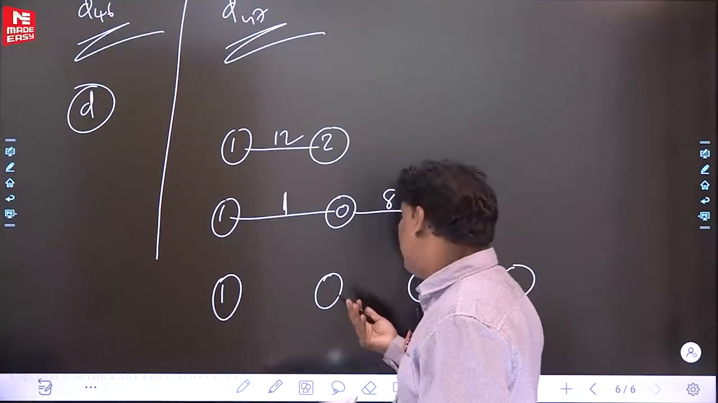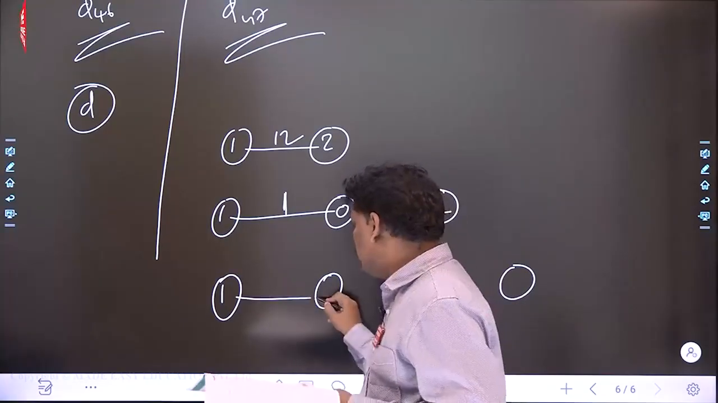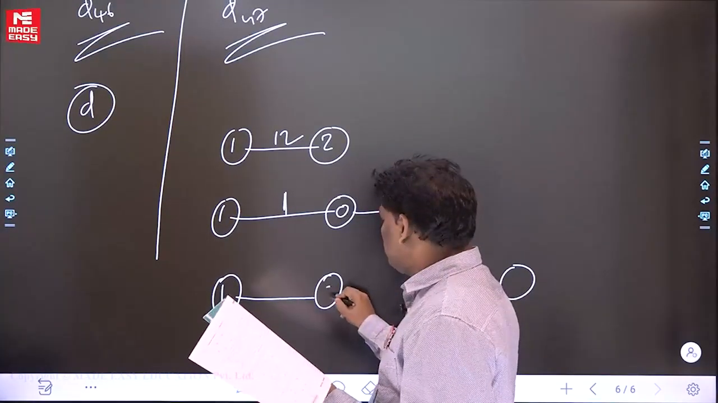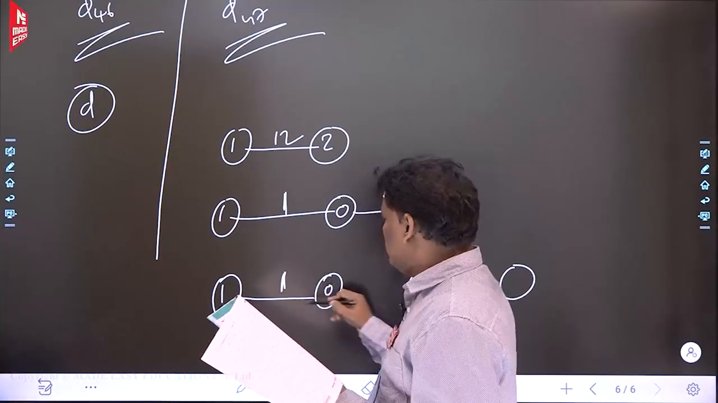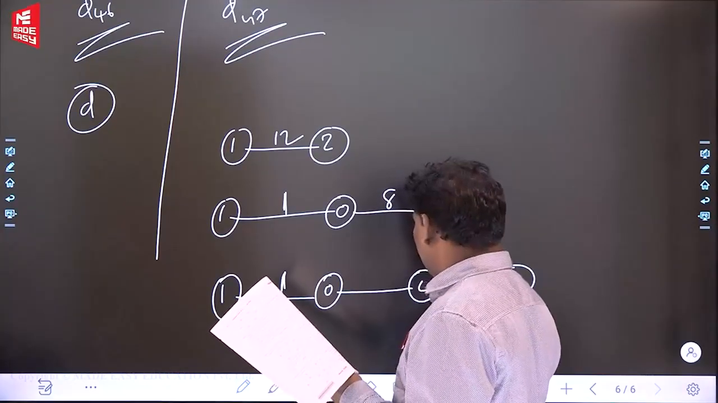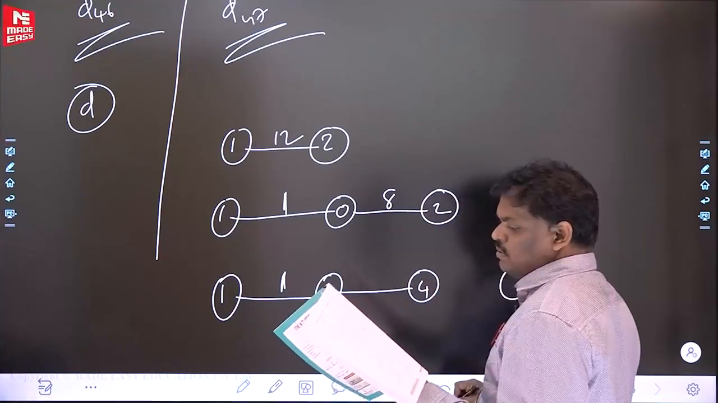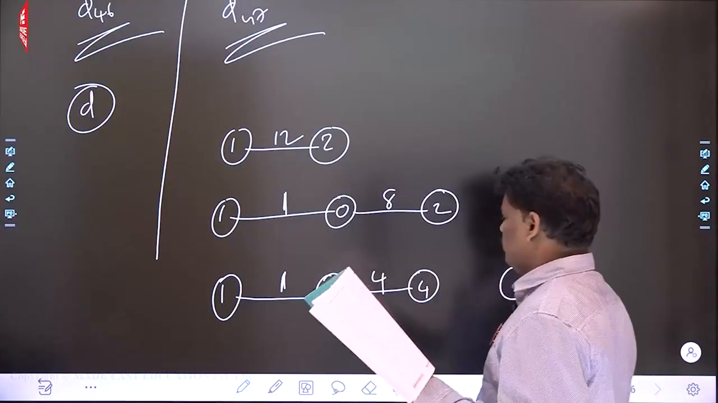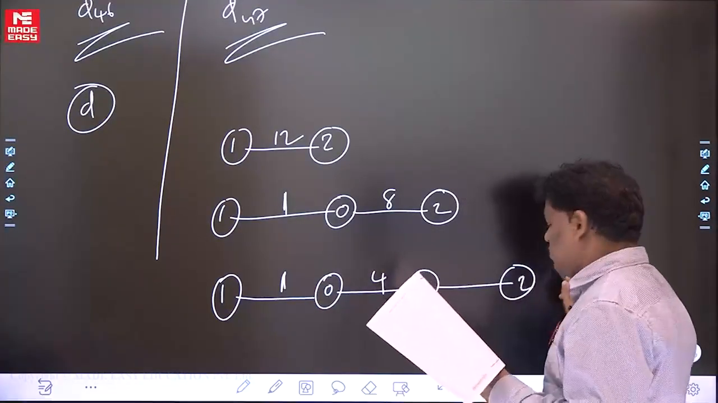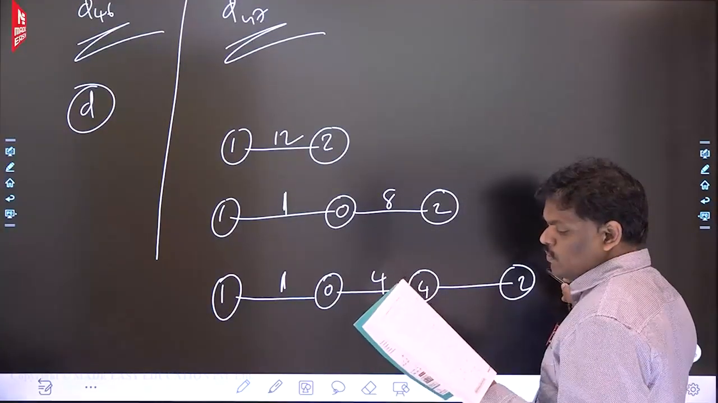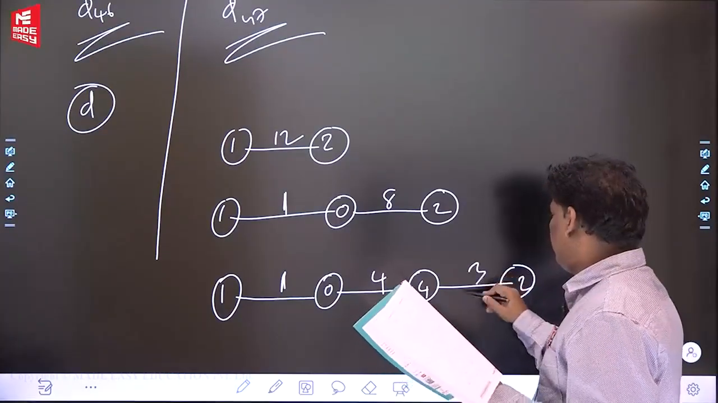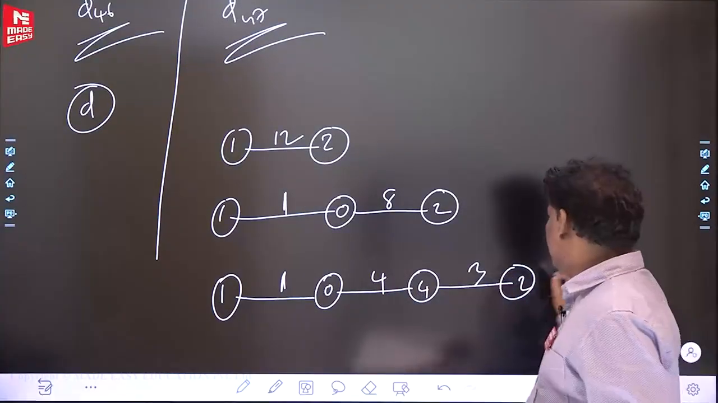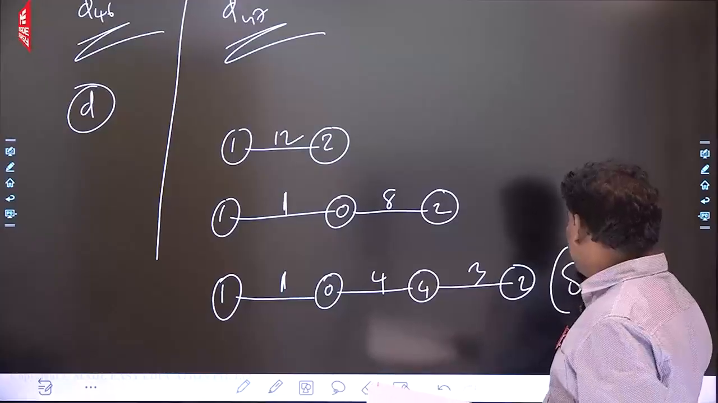Manual checking, I am not doing anything else. Manual checking only I am doing. Let's see this one. 1 to 0, how much? 1. Next one, 0 to 4. Check. 0 to 4, how much? 4. Next one, 4 to 2. 3. So this is 8. So 3 length path is 8.